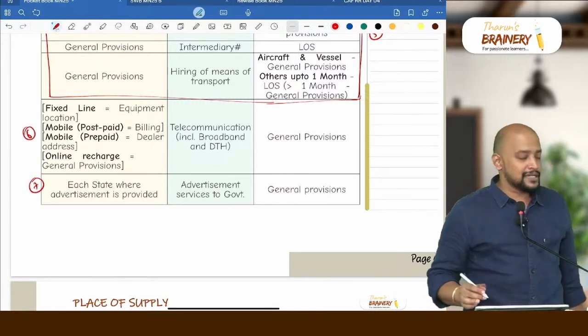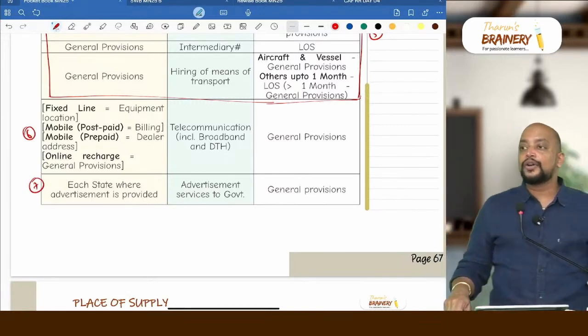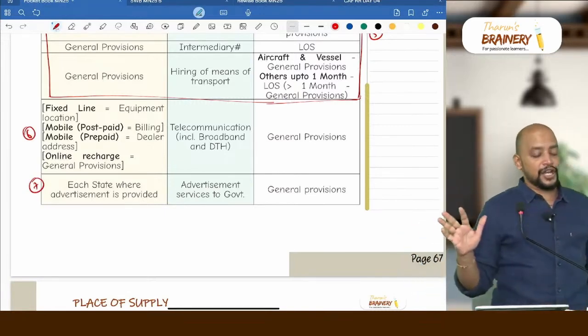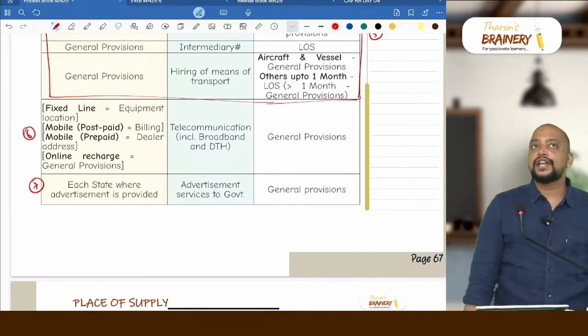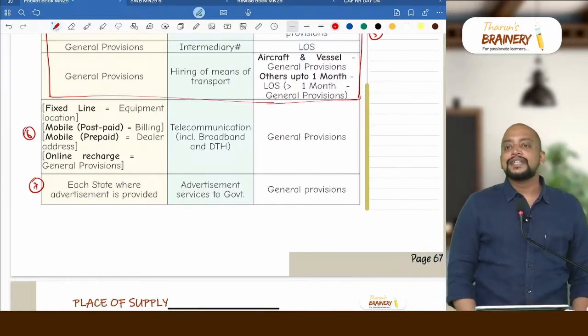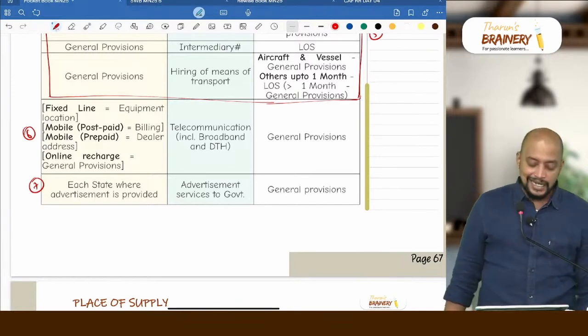What is common in this? For the context of section 12 only we have provision; for section 13 we don't have provision. What is that? Telecommunication services. Telecommunication service also includes internet, broadband, and DTH services.